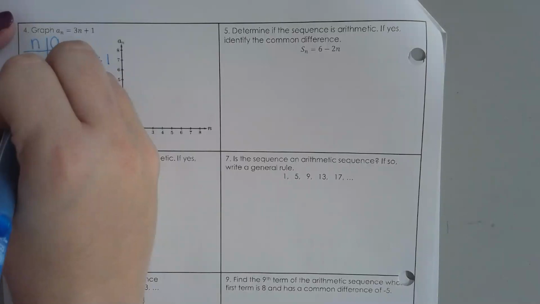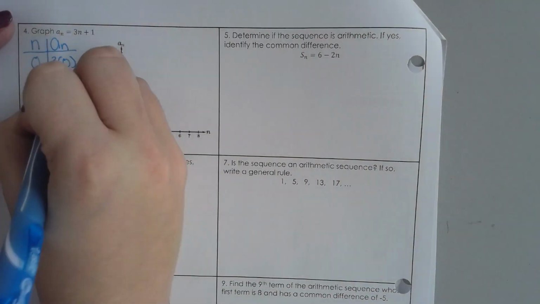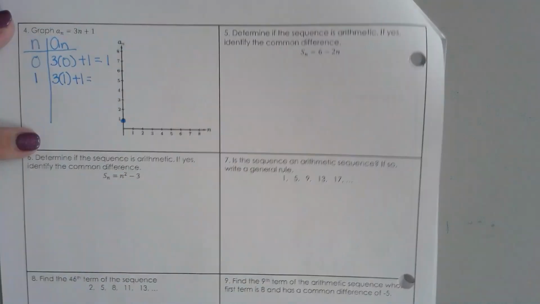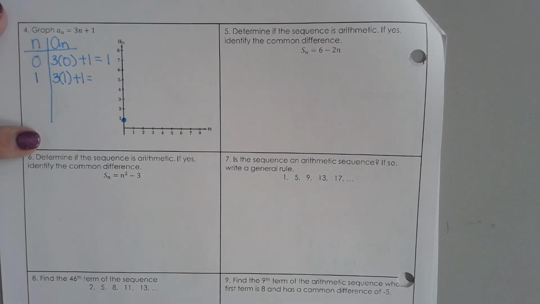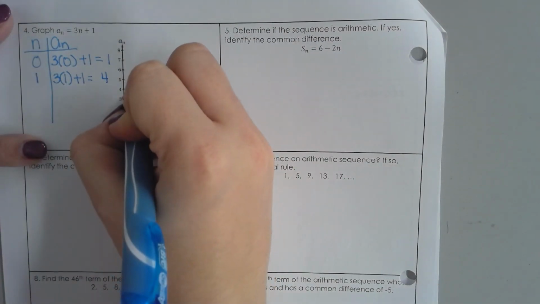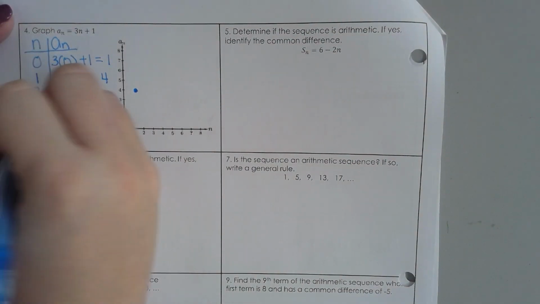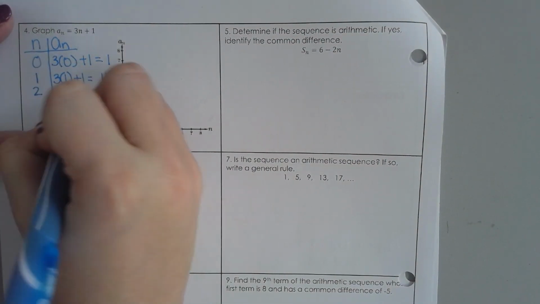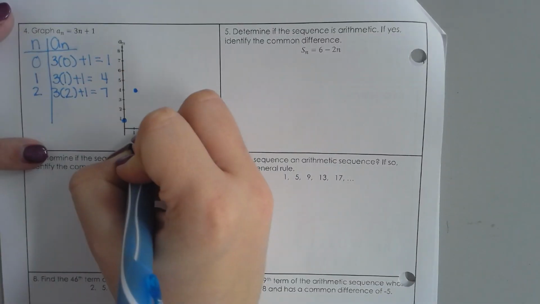And then my first term, N equals 1. 3 times 1 plus 1. What's that? 4. So I have the point 1, 4. Then N equals 2. 3 times 2 plus 1 is 7.